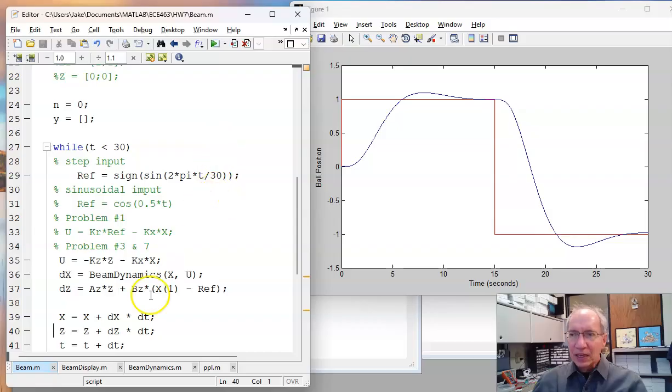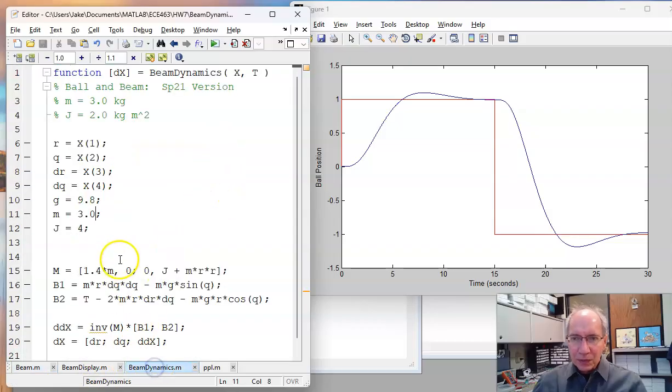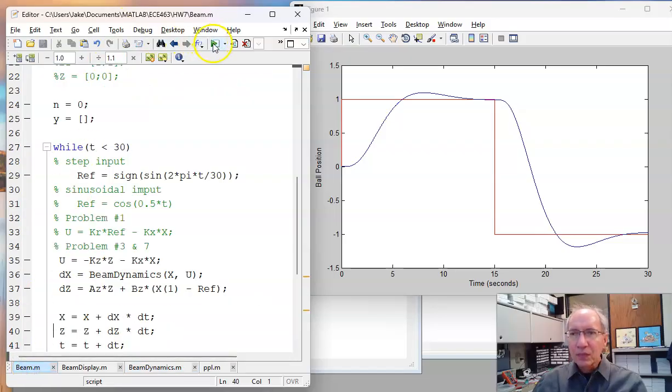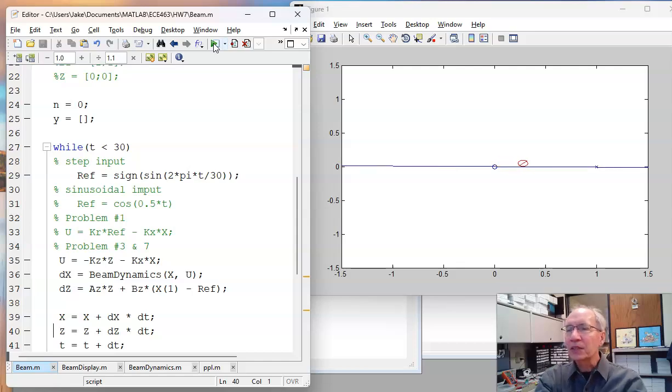If I change the system, let's make the mass 2.8 kilograms. See what happens. Now when the mass is a little bit lighter, I have less torque on it. Torque is force times distance: less mass, less force, less torque. The servo compensator compensates for that.